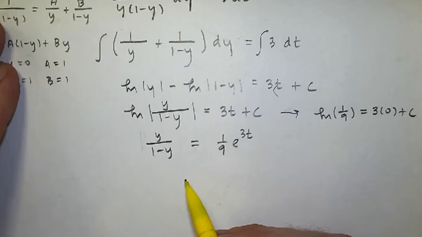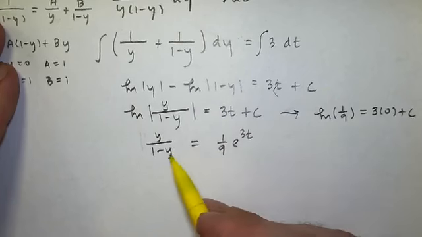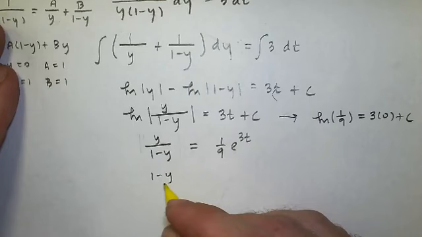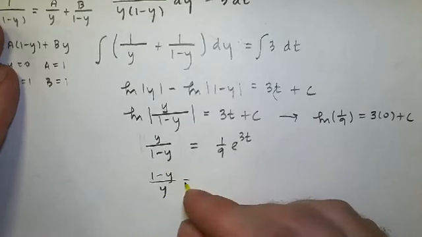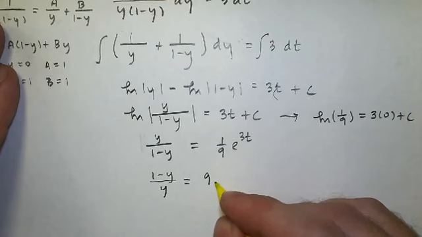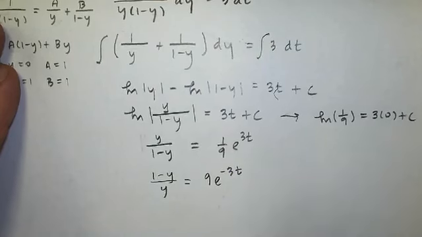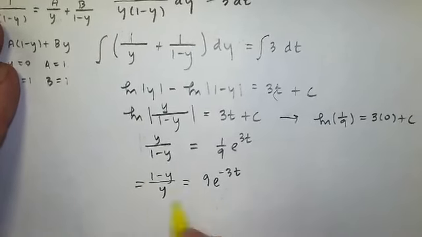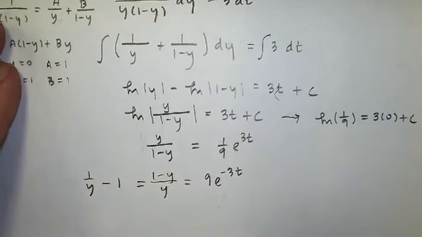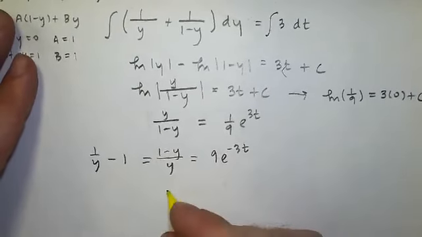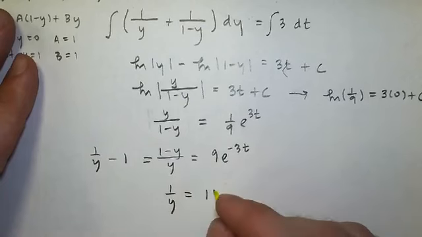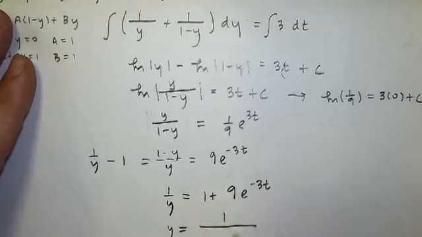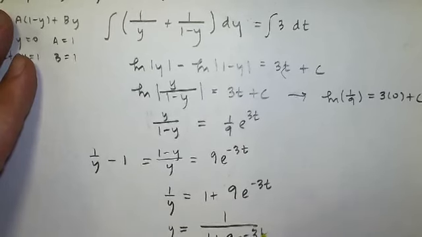So, I know what I'm going to do. I'm going to flip this. I'm going to take both sides to the -1 power. That's definitely the thing to do. So 1 minus y over y is equal to 9e to the -3t, right? Just make everything flipped, or negative exponent. Then this here is equal to 1 over y minus 1. So now, yeah, this was definitely the thing to do. So 1 over y is equal to 1 plus 9e to the -3t. Therefore, y is equal to 1 over 1 plus 9e to the -3t.